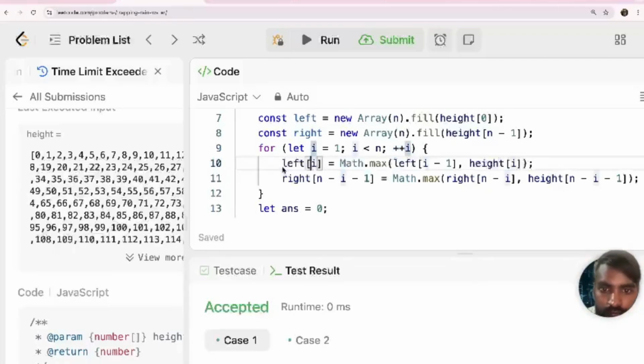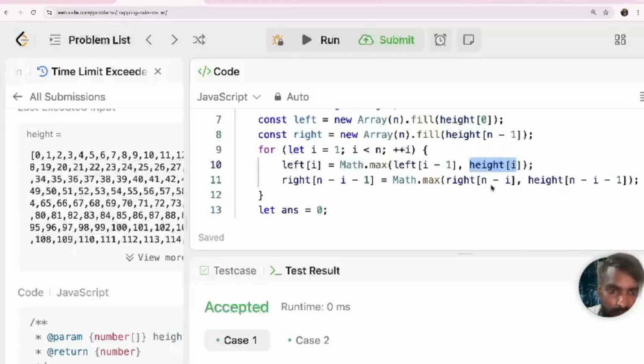And here I'm taking the max of left of i minus 1, because we started from index one, so we need to reduce by one index, and height of i, which is already calculated, so we take the value there. For right we do the same thing in reverse order, with minus 1, and from that also we take a max. The same formula is used for calculating that.